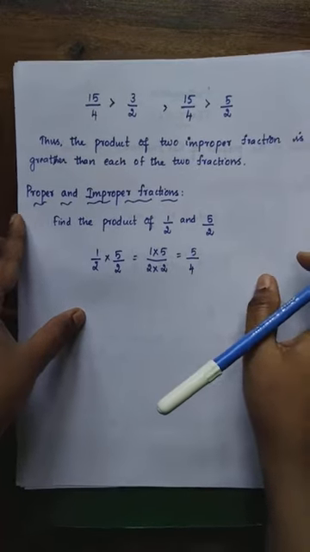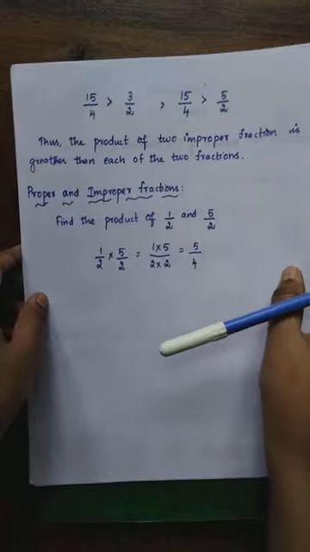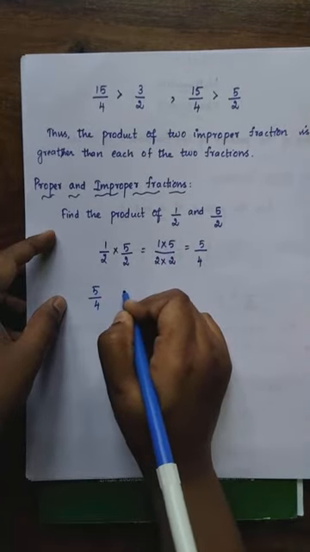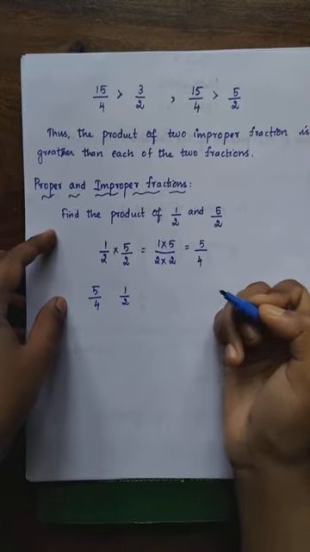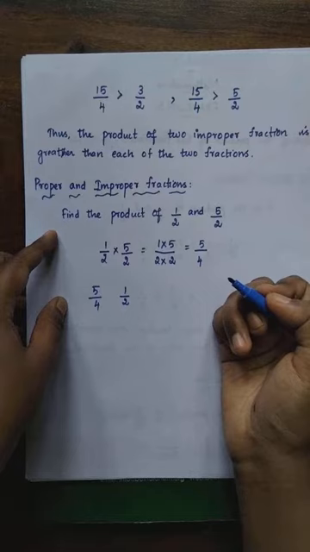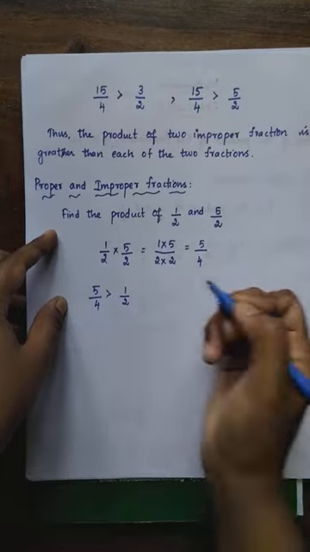Now we are going to compare with the two fractions. First, take the proper fraction: 5 by 4, 1 by 2. Which one is greater? Yes, 5 by 4 is the greater number.